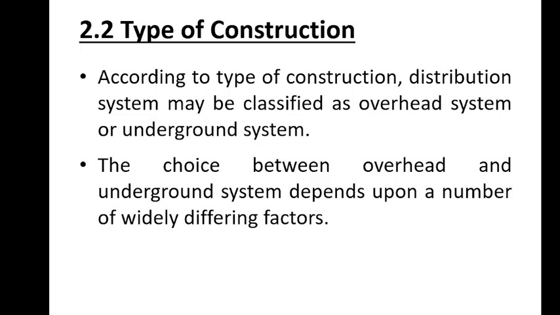Okay, this slide introduced the classification of the distribution systems based on their type of construction. In practice, electrical distribution networks can be installed either as overhead systems or underground systems. Overhead systems are typically more economical and easier to install and maintain, making them widely used, especially in rural or suburban areas and most of the cities. You can see the overhead systems.